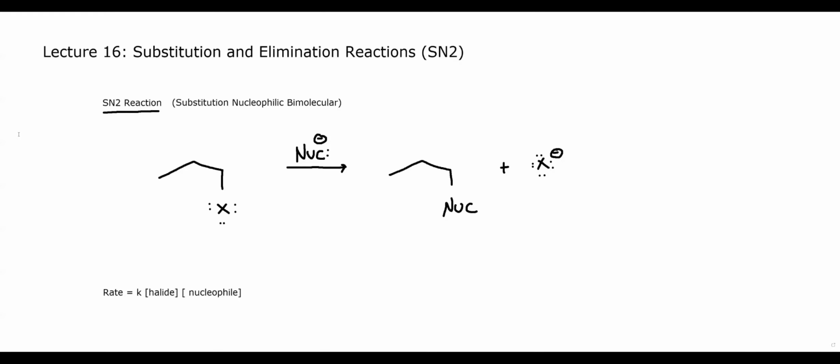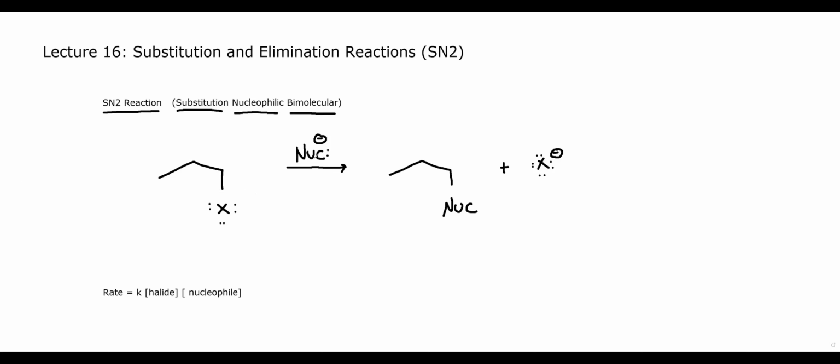Okay? So what this stands for is substitution, nucleophilic, and then the 2 stands for bimolecular, meaning that 2 molecules are reacting with each other. Substitution, nucleophilic, bimolecular. So what happens in an SN2 reaction is we have some sort of alkyl halide, for example, some sort of carbon chain with a leaving group. Here it's just denoted as X. So this could be bromine or iodine or chlorine, for example, just a good leaving group.